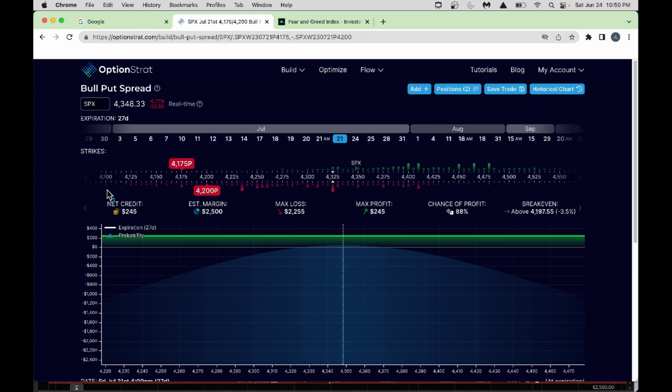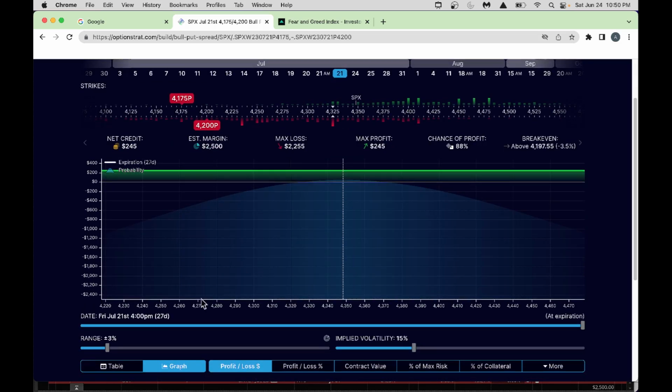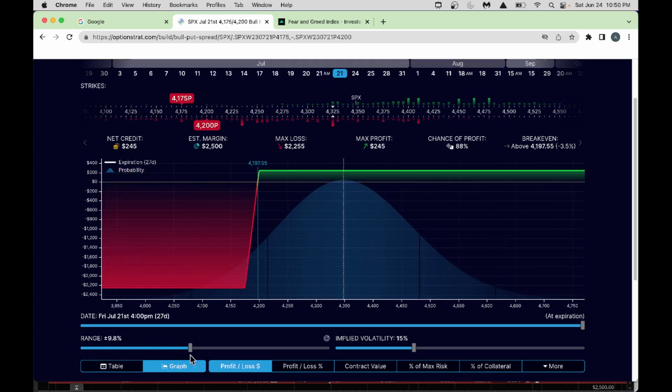Look, $245. That's great. And margin is 2500. This is your buying power reduction. Probably your buying power reduction will be 2255 because they're bringing in credit here, which is 245. And as you can see here, we can make it a little bit nicer to see by pulling this here. Look, as long as SPX is above the break-even point, right here, 4197, you will break even. That's our break-even point, as you can see here. And I think it's a very good trade. You could take this trade and go from there.